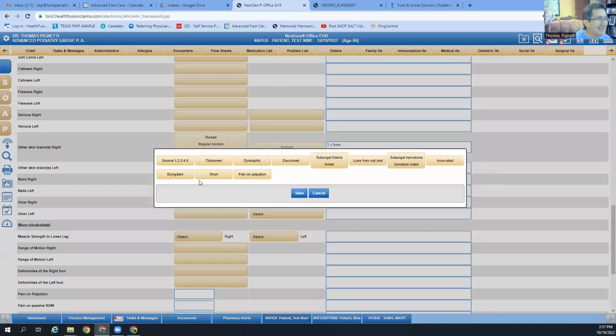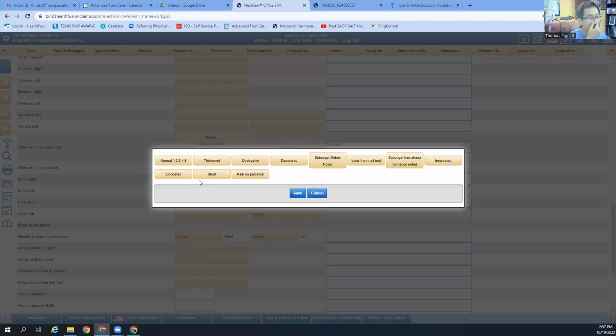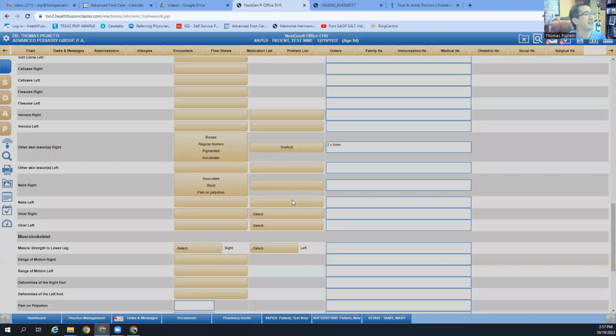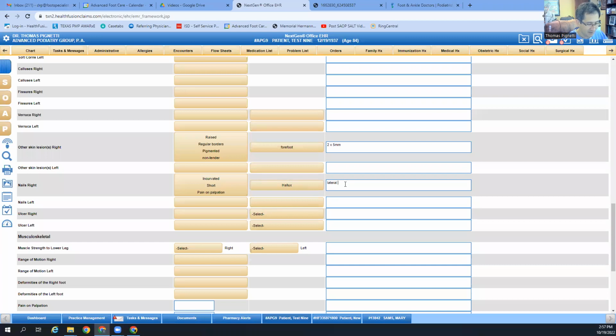Now, when we talk about nails, there's lots of things with nails, right? So in the case of this patient, they've got an ingrown toenail. So we're saying that they have an incurvated toenail. We can say it's long or short, might have been cut too short, right? It was cut too short because the patient said that they trimmed it a little bit too short, and that there's pain on palpation. And we'll just specify where it is. It's on the hallux, and it's the right. So it's the right hallux, lateral border.